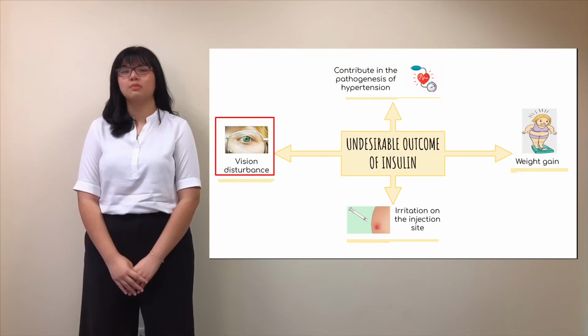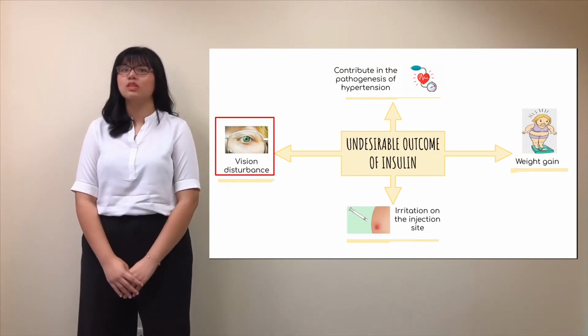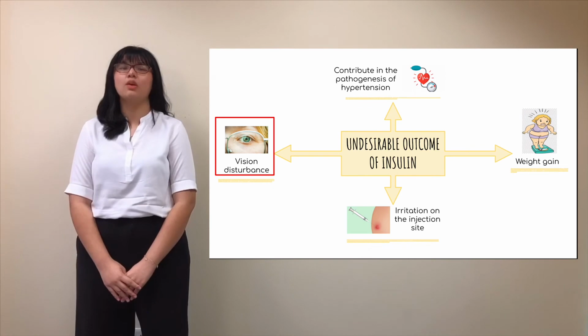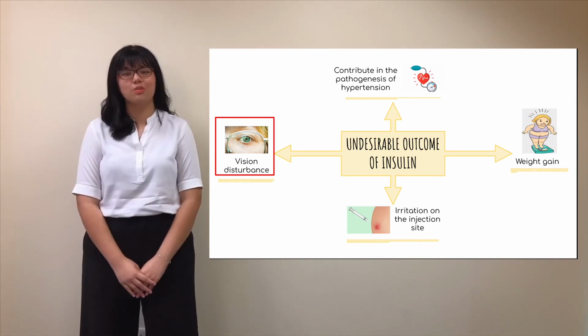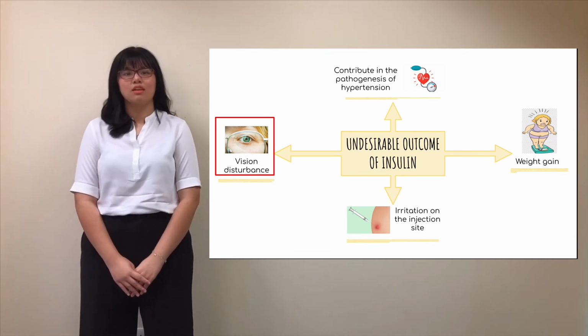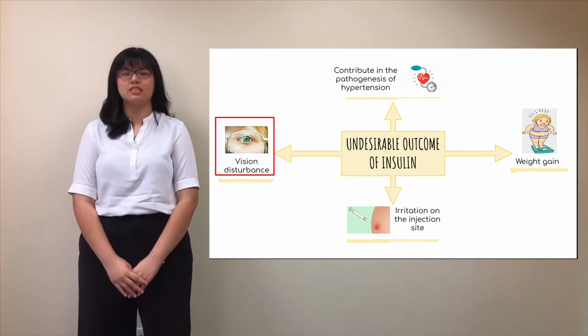Firstly, visual disturbance. Usually at the beginning of insulin therapy, one may face blurry vision. This is due to the changes in the osmotic equilibrium between the lens and the ocular fluids.